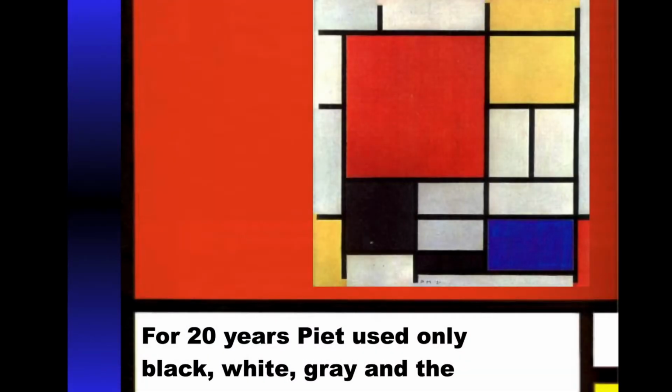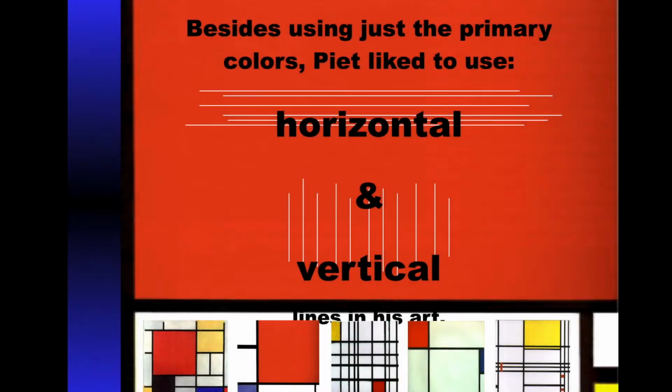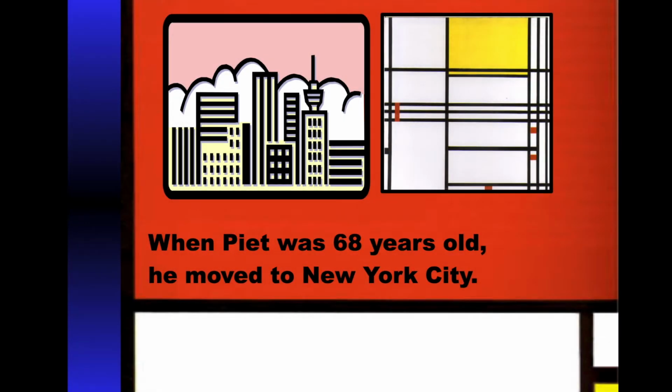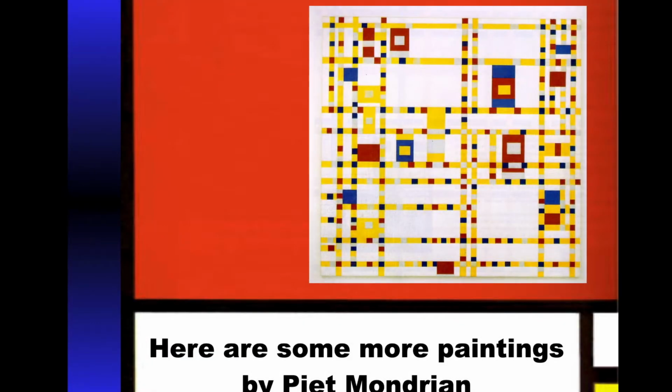For 20 years, Pete Mondrian used only black, white, gray, and then the three primary colors. He also used something called horizontal lines and vertical lines. Horizontal lines go from side to side, and vertical lines go straight up and down. When he was 68 years old, Pete Mondrian moved to New York City. And now I am going to show you a few pictures that Pete Mondrian painted.